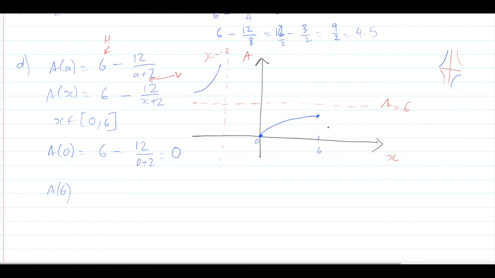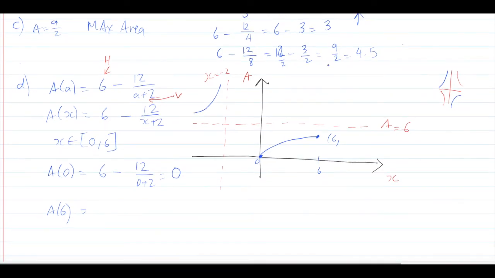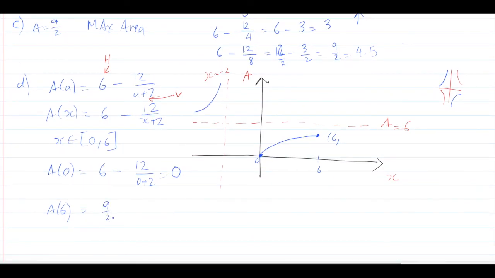So at this point, when x equals 6, that's an endpoint. We just need to find the y value, but we already know that, right? So when a equals 6, as we saw over here, your y value should be 9 over 2. That's your area, your maximum area. And there we go, guys. That is how you sketch the graph A(x) equals 6 minus 12 over x plus 2.